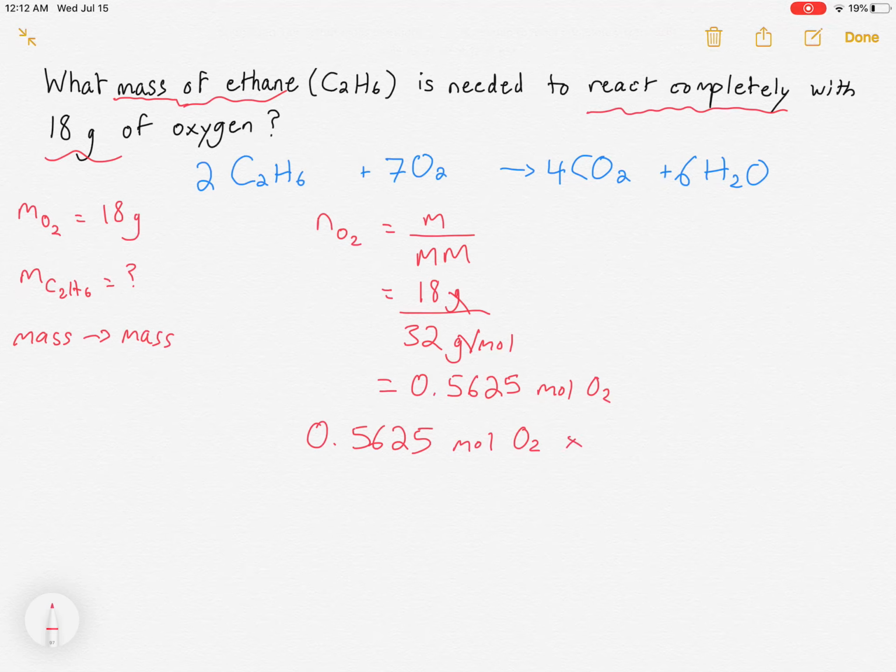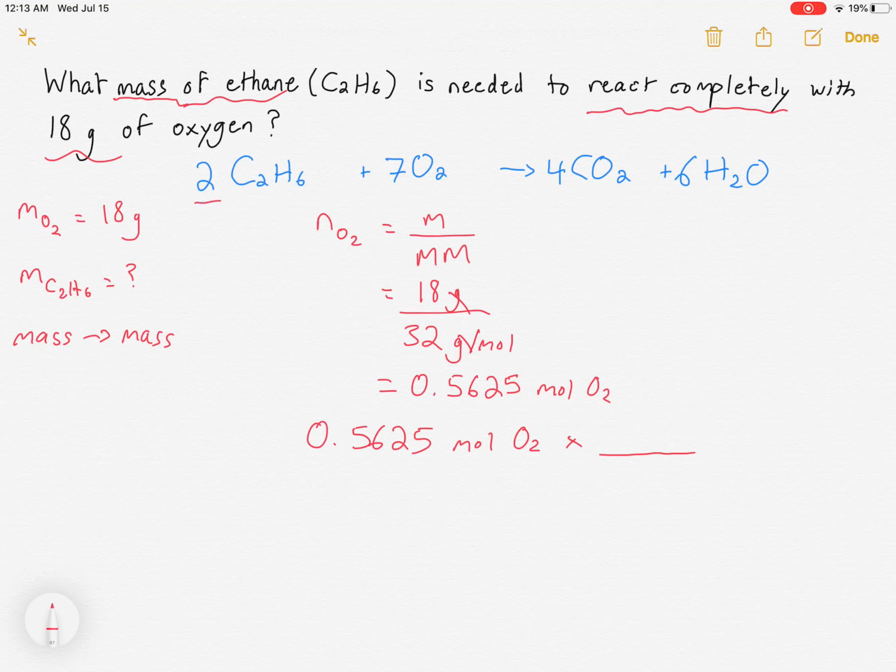And again, I'm going to be super clear about this because I think this is what was tripping a lot of people up. The way that you want to set up your conversion factor is so that the units of what you already have will cancel out to give you the units of what you don't have. Which means if we have moles of O2, then we want the moles of O2 to cancel out and leave us with the moles of ethane.